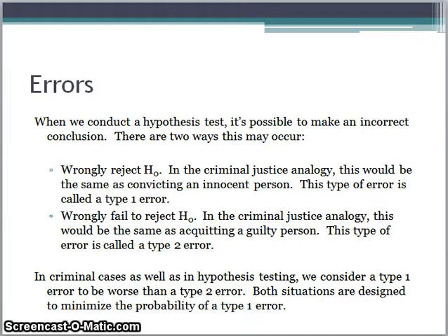In criminal cases, just like in hypothesis testing, we consider a type 1 error to be worse than a type 2 error. And so in both criminal cases and in hypothesis testing, those are designed to minimize the probability of a type 1 error. There is a way you can analyze type 2 errors, but that's an advanced topic that we won't get to.